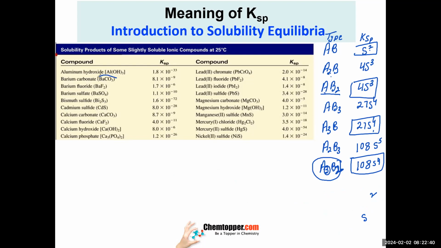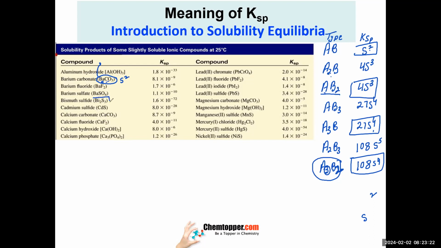What type of salt is this? AB, A2B, AB2, what type? It's a polyatomic ion, children. All these are binary. One is a metal, the other one is a polyatomic ion or a non-metal. Yeah, it is AB. Lisa, very good. What are the ions here? Ba2+ and CO3 2-. That's why I gave you the polyatomic ion list. This is also 2 plus. This is 1 is to 1, 2 plus 2 minus. Ksp is S squared.